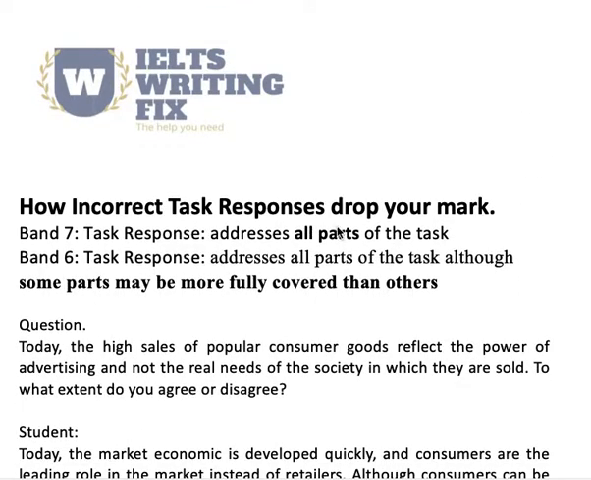Now, if you don't do this, you end up in here. A Band 6 task response says addresses all parts of the task, although some parts may be more fully covered than others. That means basically, for example, if you have 2 points in your agree-disagree essay, one of them is off topic or is not really directly answering the question. We must directly answer the question.